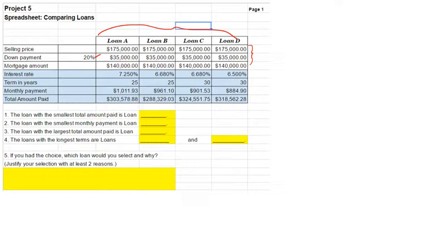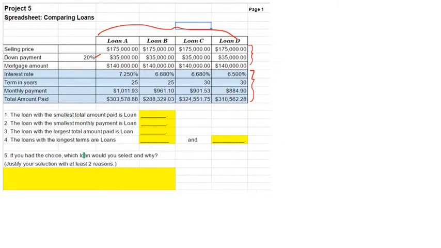So where the differences come in is this information in gray. The interest rate and the term in years are going to affect the total amount paid as well as the monthly payment. Again, the selling price, down payment, and mortgage amount are all the same because we're trying to compare and contrast these loans. The interest rate and term in years are different, and this affects our monthly payment and our total amount paid.